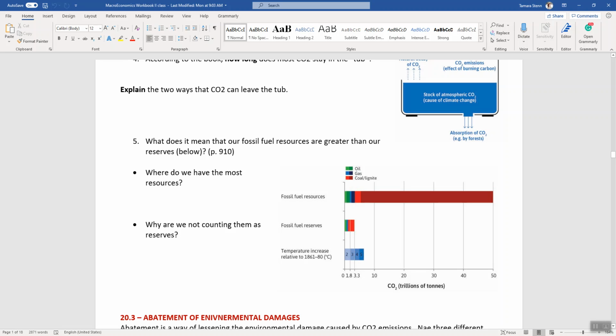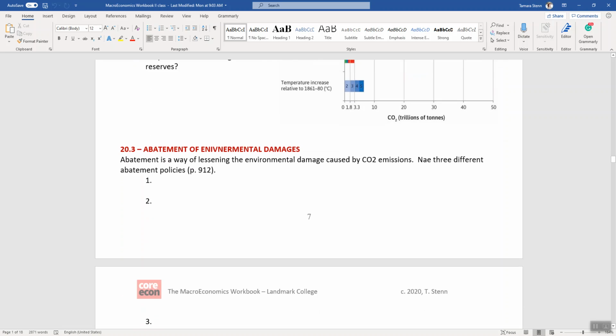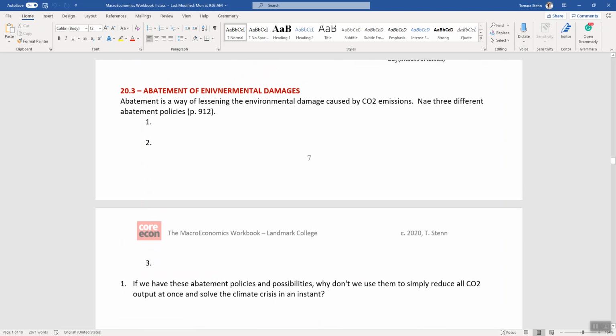Here's the resources, here's the reserves. That was what I was just explaining to you. All right, so go reread that in the book, listen to what I just explained, and let us know what you understood. All right, so that's 20.1. Here's our last one, 20.3.